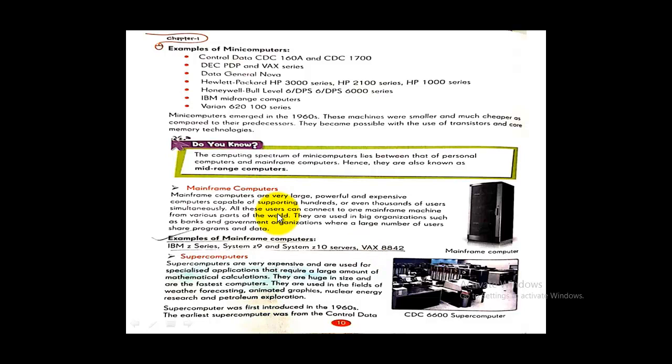Now let's complete our chapter first. Now let's go to the next topic, that is the supercomputers. Supercomputers are very expensive and are used for specialized applications that require a large amount of mathematical calculations. They are huge in size and are the fastest computers. They are used in the fields of weather forecasting, animated graphics, nuclear energy research, and petroleum exploration.